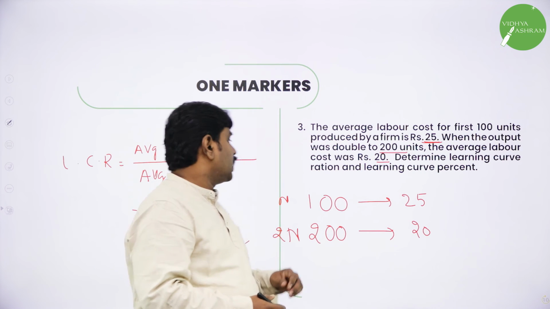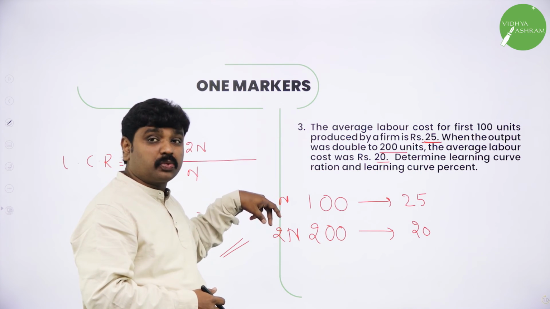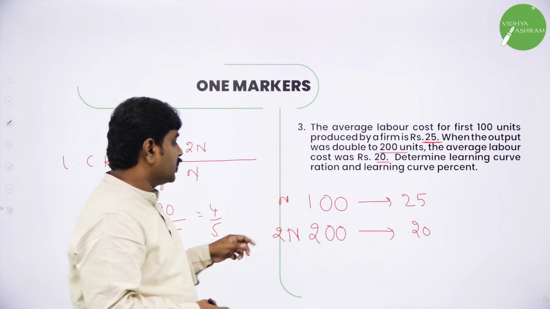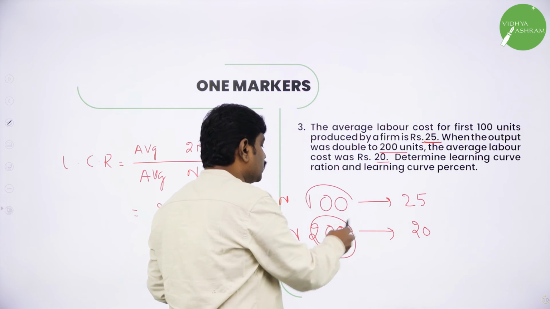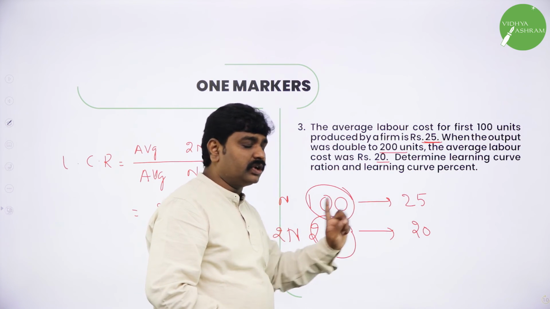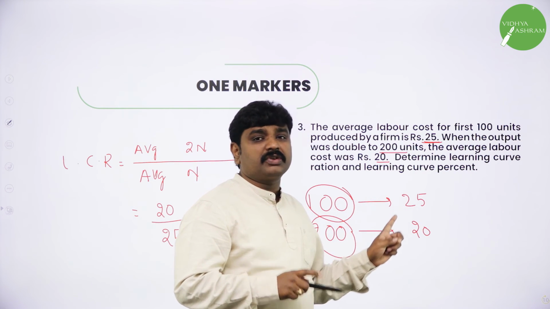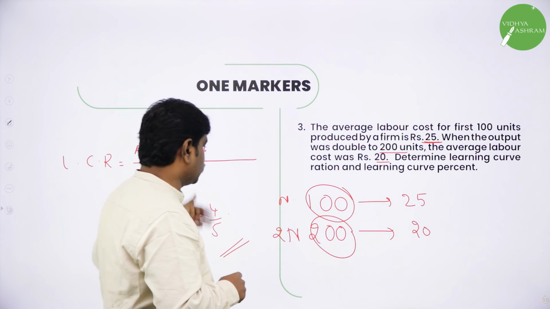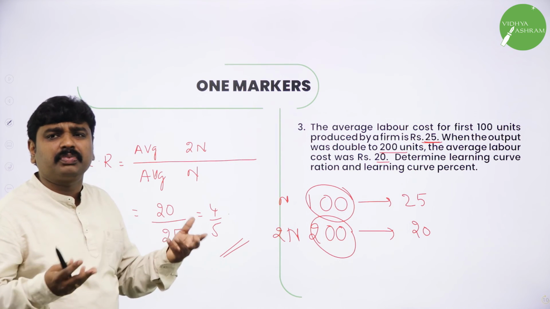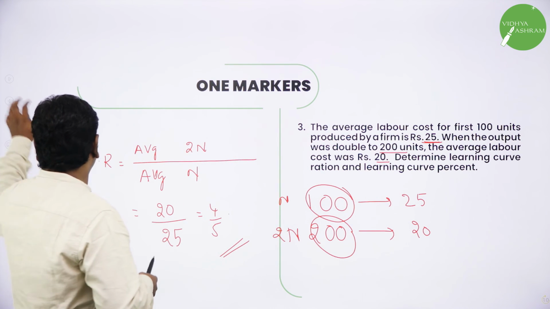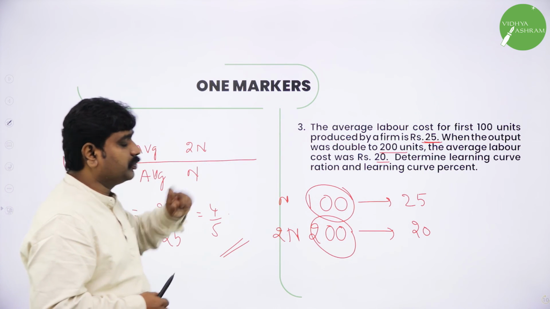So what is LCR? The average labor cost for 2n units produced to the average labor cost of n units. Here 200 units is 2n units, 100 units is n units. For 200 units they are taking 20 rupees per unit, for 100 units they are taking 25 rupees per unit. So if you take the division, you will get the answer. This is a simple 1 mark question, and this is one of the important questions.